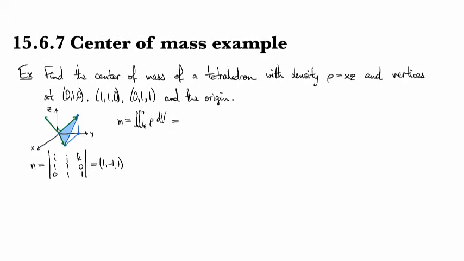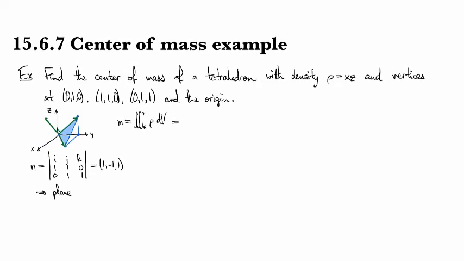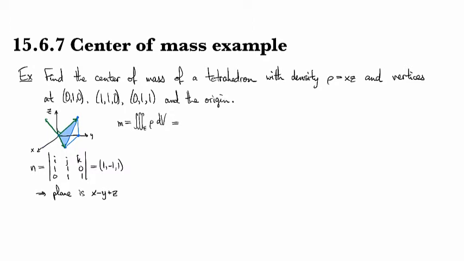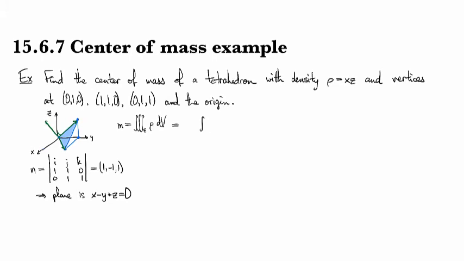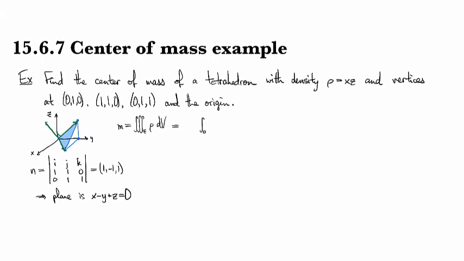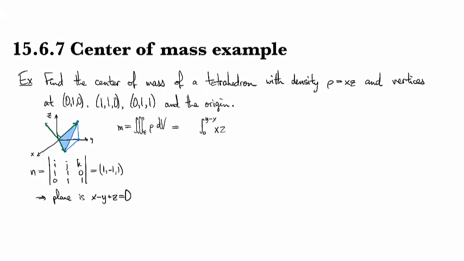And so then that tells us that the plane, not tangent plane, what am I saying? Just the plane is x minus y plus z equals 0. You can tell it has to pass through the origin, right? So then let's see. That tells us we've got our dz going from 0 up to y minus x. And we've got our density xz, so that's part of it set up.